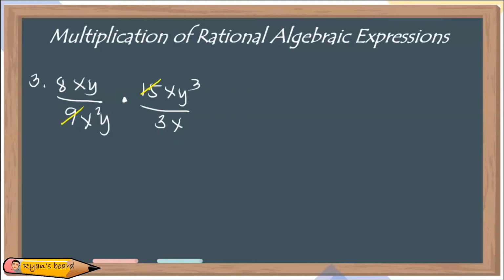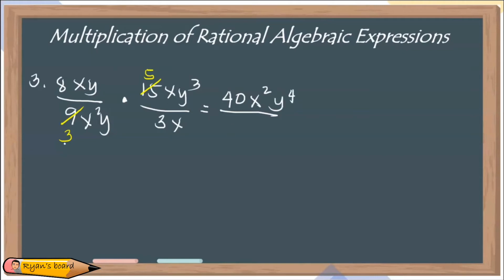So, what is 15 divided by 3? That's 5. What is 9 divided by 3? That's 3. Okay. Now, itong 5, pwede pa ba natin i-cancel out kay 3? Wala na. Hindi na rin pwede dito. Si 8, hindi rin dito. Hindi rin pwede. So, multiply na natin. What is 8 times 5? That's 40. And x times x, that's x squared. We simply add the exponents. Y times y cubed is y to the fourth power.